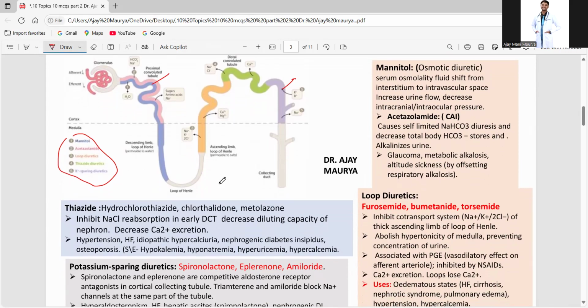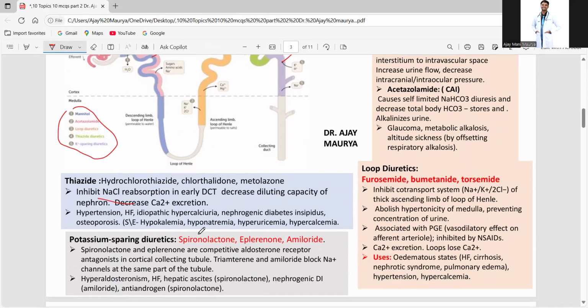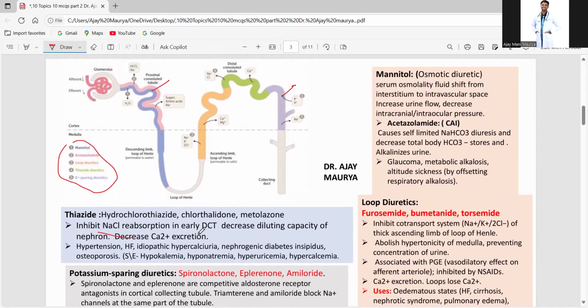Remember the mechanism of action also. The most important one is the thiazides, like hydrochlorothiazide, chlorthalidone, and metolazone. They inhibit NaCl reabsorption in the early part of the DCT and decrease the diluting capacity of the nephron. Hence they decrease calcium excretion. This one you have to remember.